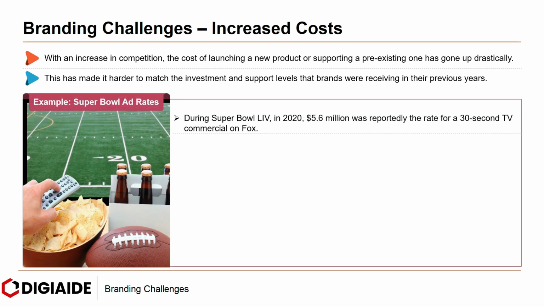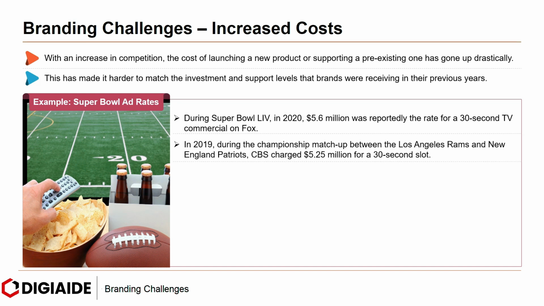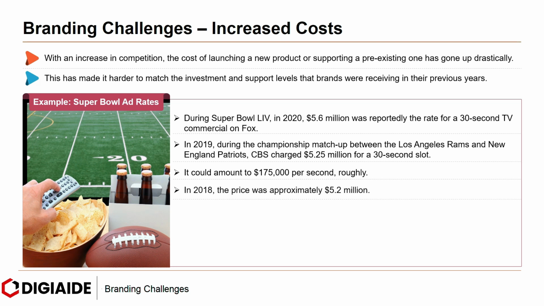During the Super Bowl in 2020, $5.6 million was reportedly the rate for a 30-second TV commercial on Fox. In 2019, during the championship match between the Los Angeles Rams and New England Patriots, CBS charged $5.25 million for a 30-second slot. It could amount to roughly $175,000 per second. In 2018, the price was $5.2 million.